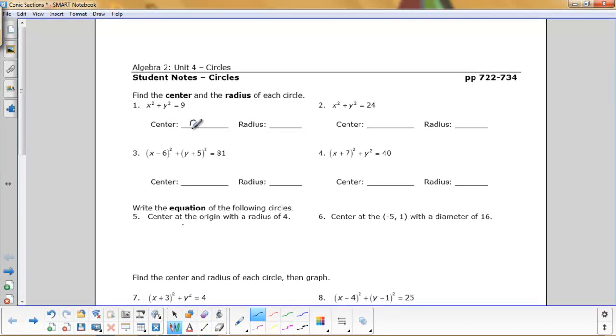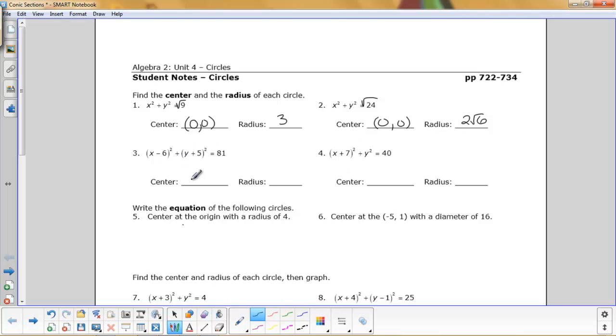The center of this is 0, 0, and it has a radius of 3. Again, the center is 0, 0. Remember, that's h and k, which would be the numbers attached to x and y. There aren't any. This is going to be the radius, which is the square root of 24, which reduces to 2 square roots of 6. Remember, your radius is always squared in this form, so you've got to square root it.